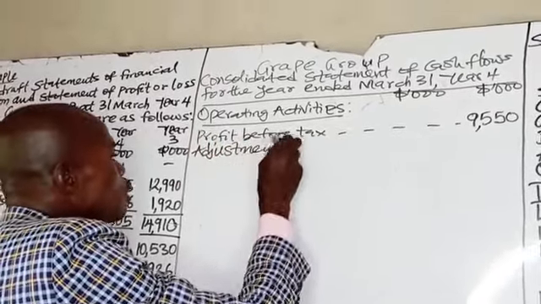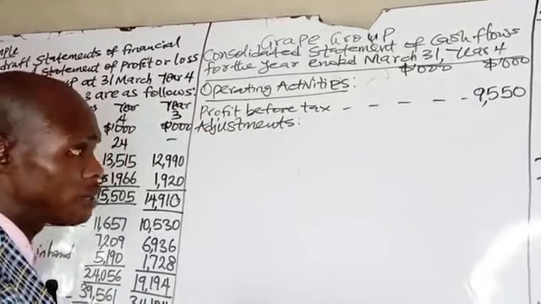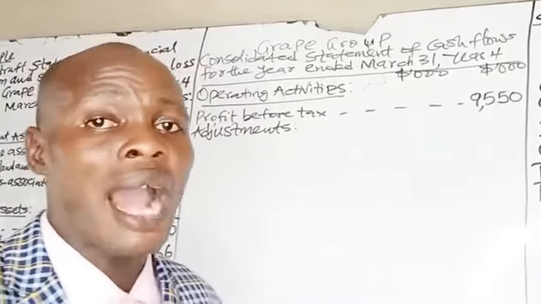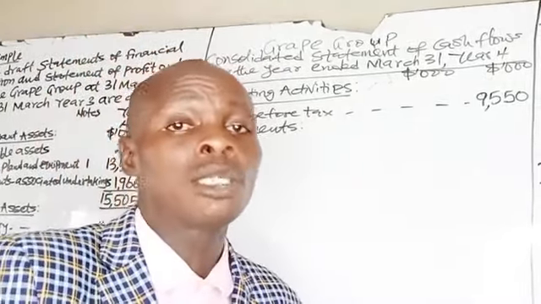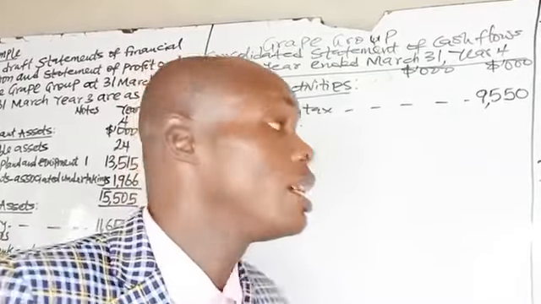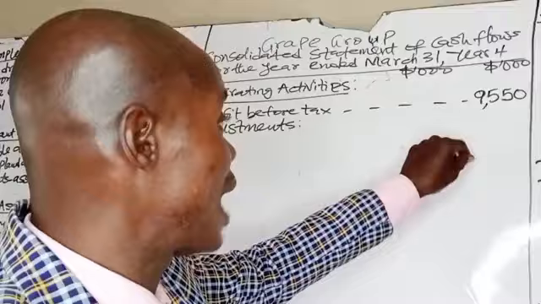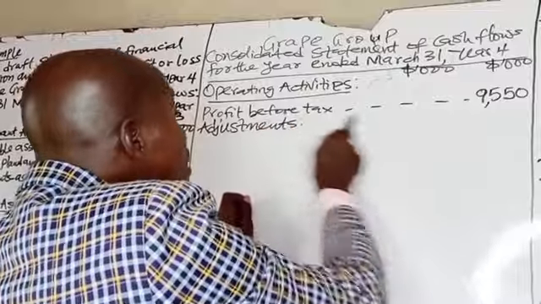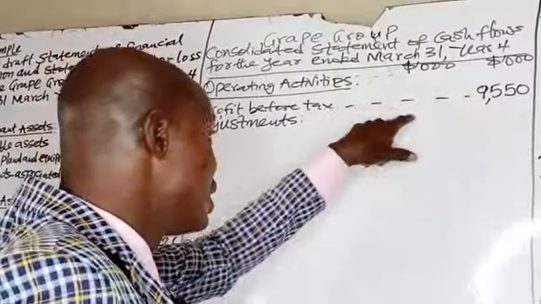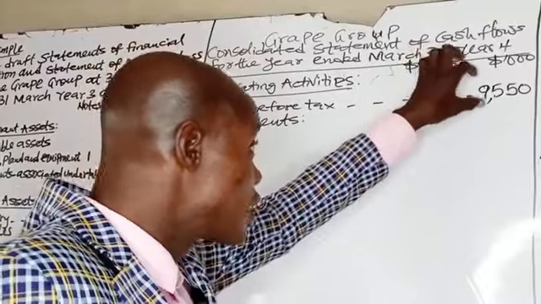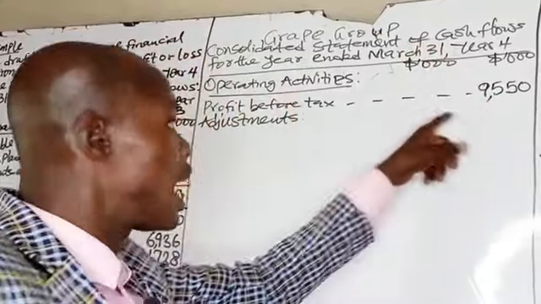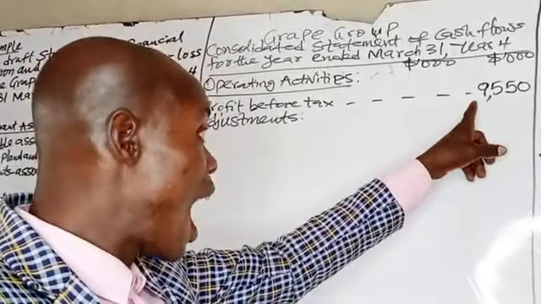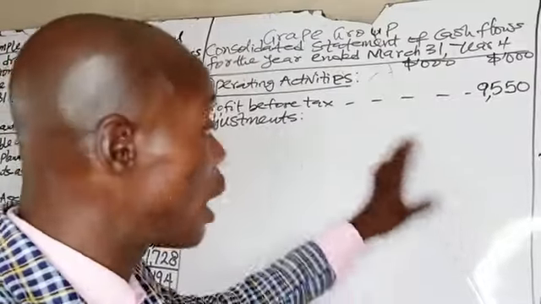Then you now have adjustments. Remember, I've told you that there are 3 items that will require adjustments. Number 1, we have the non-cash items. Number 2, items to be treated net of operating activities. Number 3, we have changes in working capital. Those are the 3 items that will require adjustment here. It is those that have a bearing on profit before tax that will require adjustment. If their effects are not on profit before tax, you will not need to adjust them here.